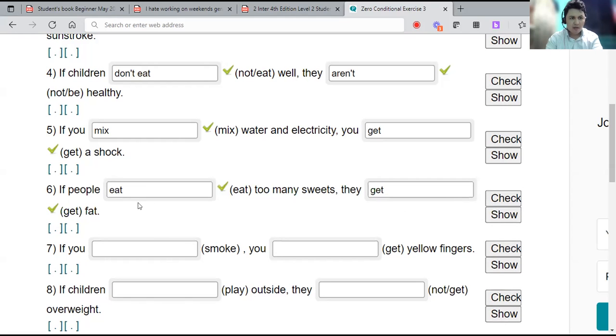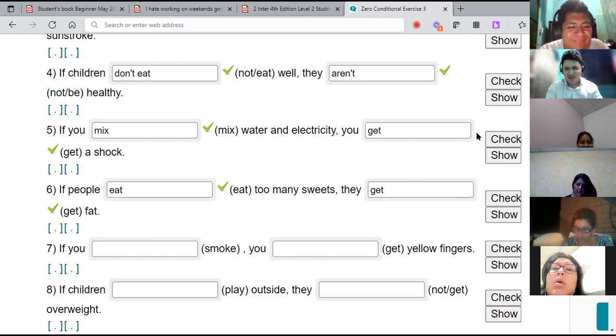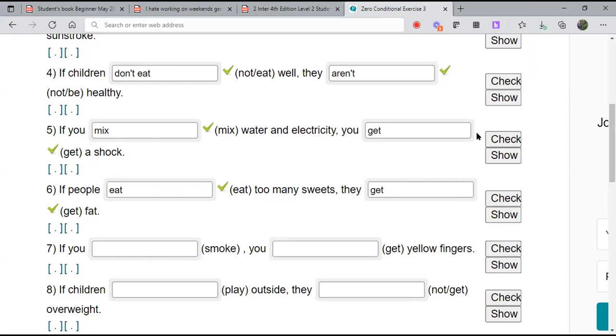All right. Aquí aplica si comemos mucho pan dulce. If we eat too many semitas, we get fat or we gain weight. Thank you. We're just going to do 10. Okay, only 10 would be okay.